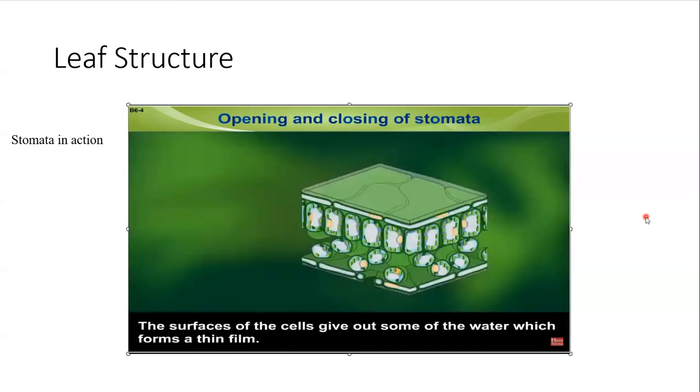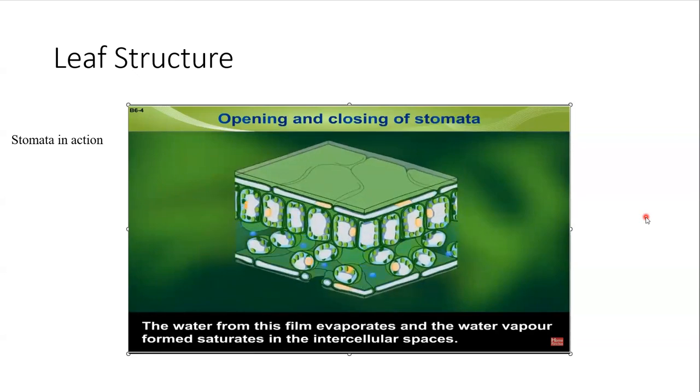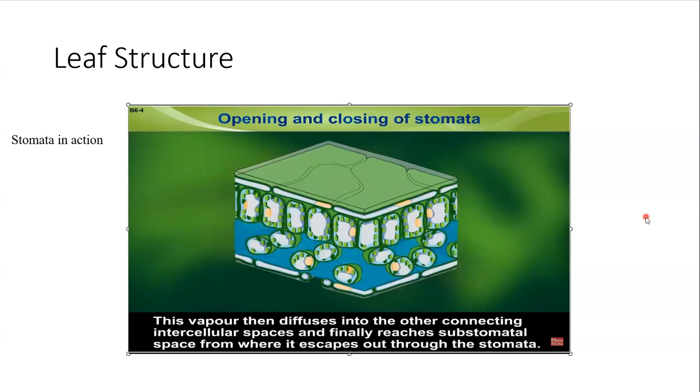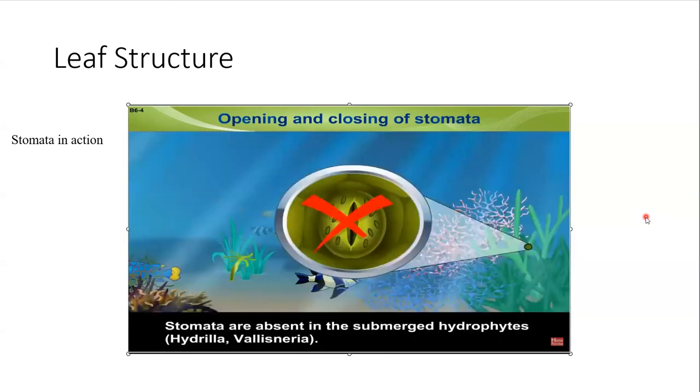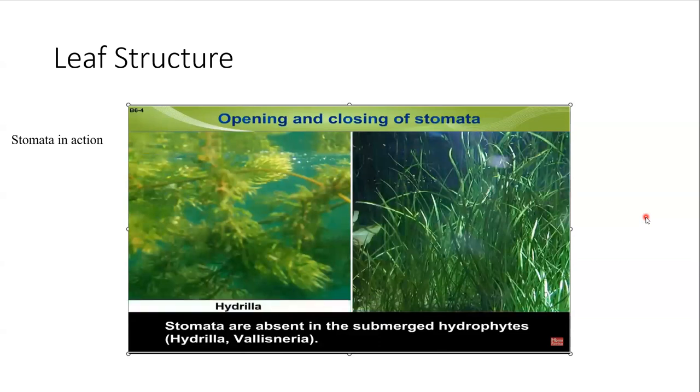The surfaces of the cells give out some of the water, which forms a thin film. The water from this film evaporates, and the water vapor formed saturates the intercellular spaces. This vapor then diffuses into the other connecting intercellular spaces and finally reaches the substomatal space, from where it escapes out through the stomata. Stomata are absent in the submerged hydrophytes, that is, Hydrilla, Vallisneria.